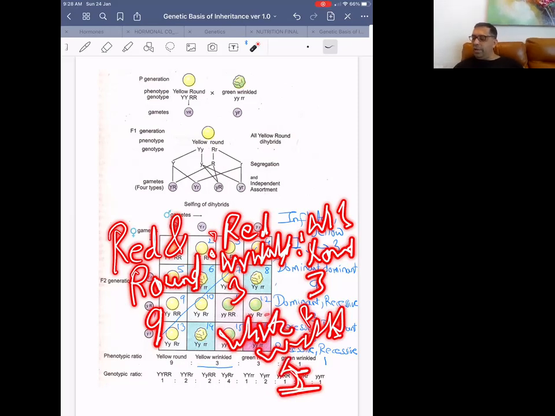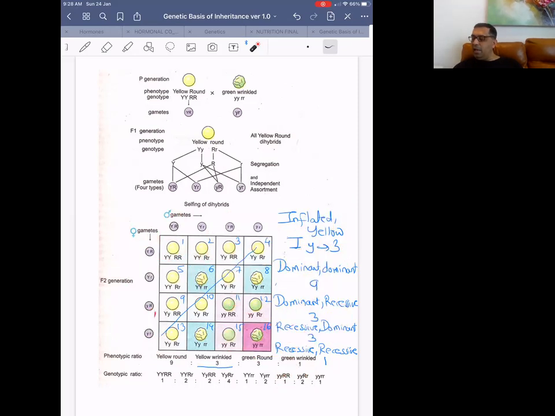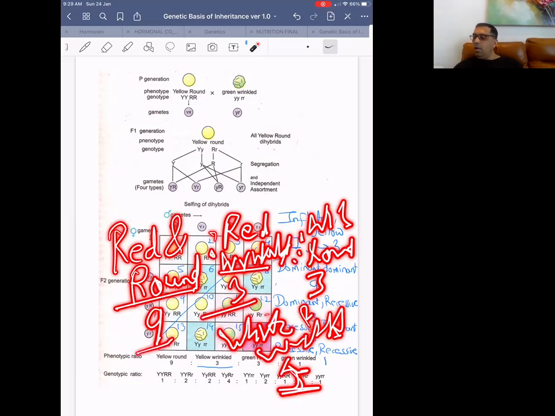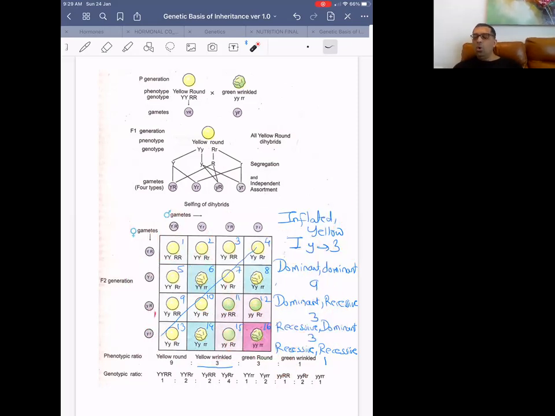So red and round, how many will we get? 9. Red and wrinkled, how many will we get? 3. White and round, how many will we get? 3. And white and wrinkled, how many will we get? 1. So, logically, dominant character you get 9. Dominant recessive character you get 3. Recessive dominant character you get 3, and recessive you get 1.